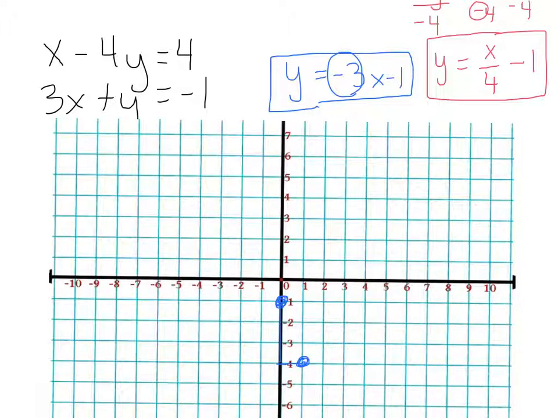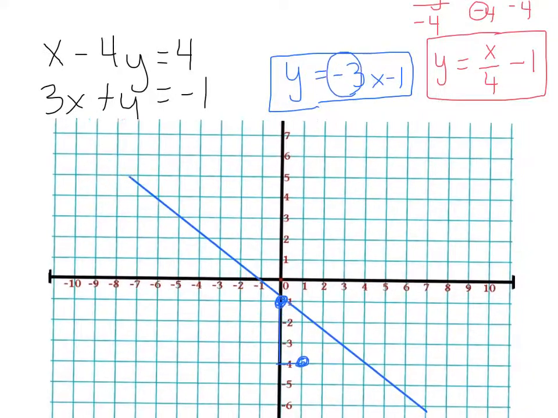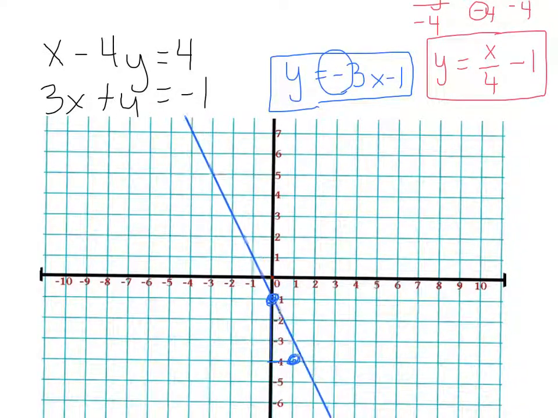There's my 2 points. So now what I want to do is take a straight line and connect them. I don't want an arrow. I want to take a straight line and connect them. Okay, so my line needs to go through both points, right? Like that. So that's the graph of the blue equation.